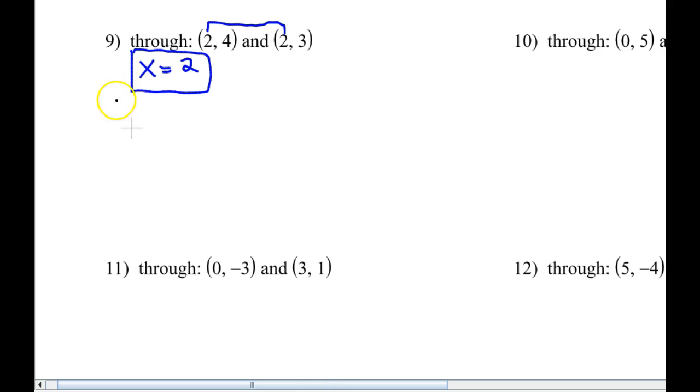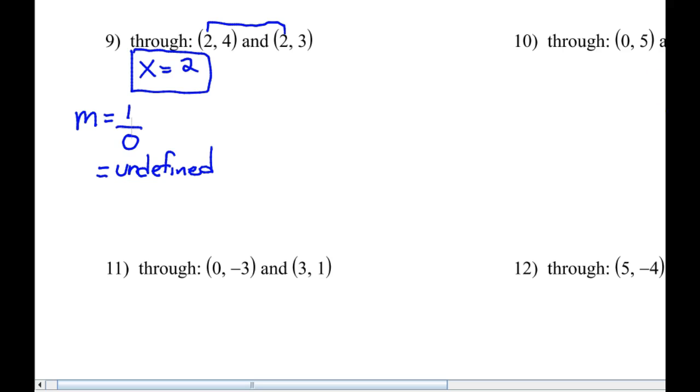If you tried to go through and find the slope, you'd find out that the top would be 4 minus 3, and the bottom would be 2 minus 2, which is 0, and in mathematics you can't divide by 0, you just get an undefined answer. And that's where the whole point slope won't work. Nothing will work because you have no slope. If you don't have a slope, you can't use the point slope form. And you'll notice that I can't put this in slope intercept form because there's no y equals. It's only x.